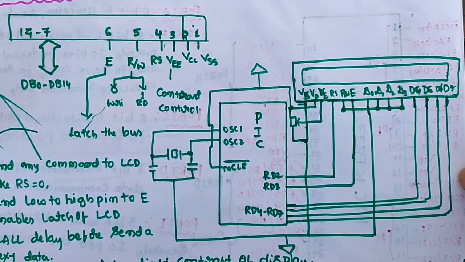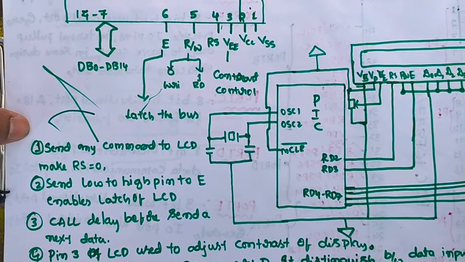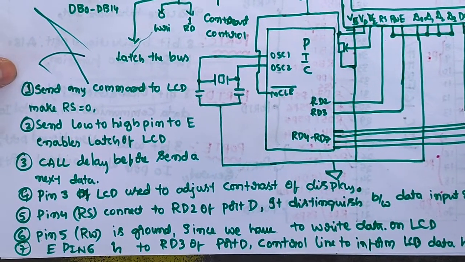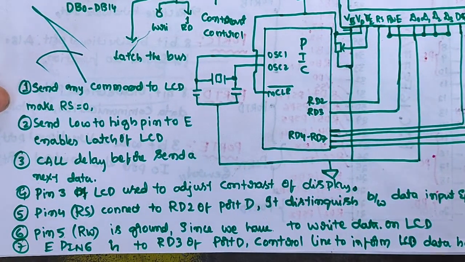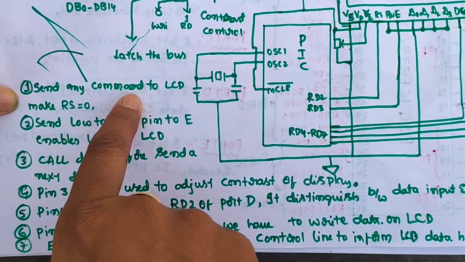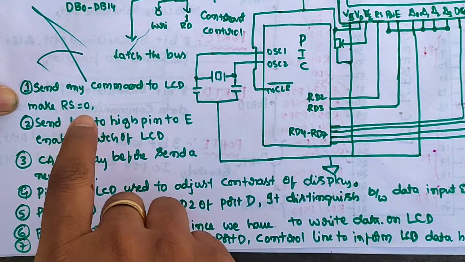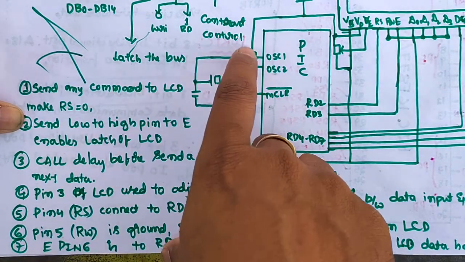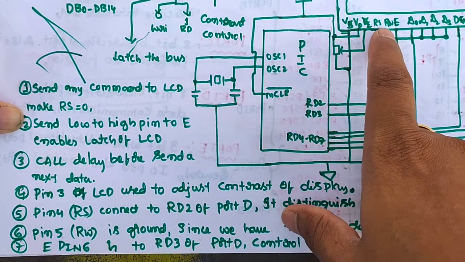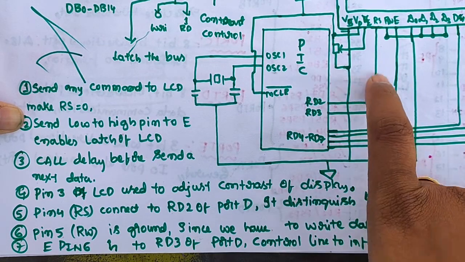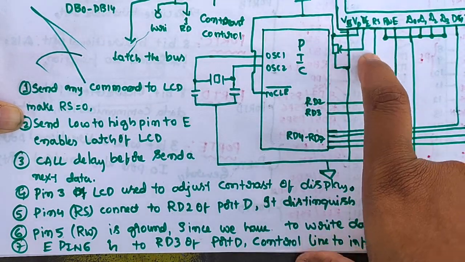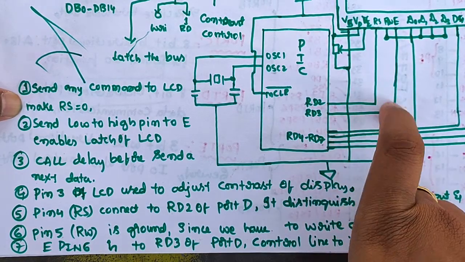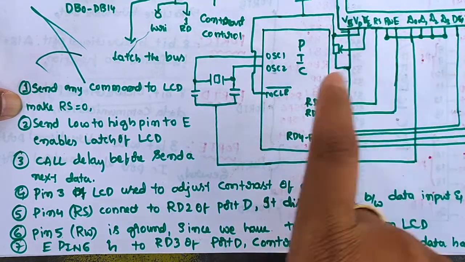So let us discuss how to display the information in LCD by using the PIC microcontroller. First we need to send any command to the LCD, so we make the RS pin a 0. I will make this RS pin 0 to send information. That means we are going to write the information on the LCD.